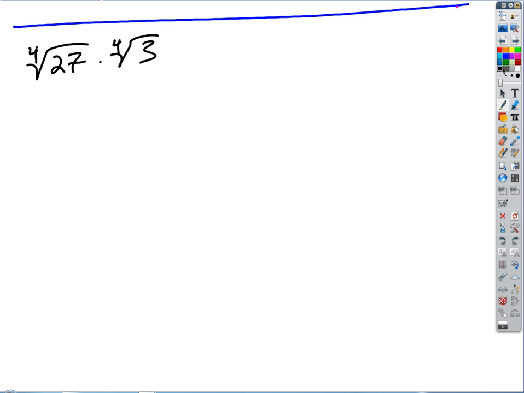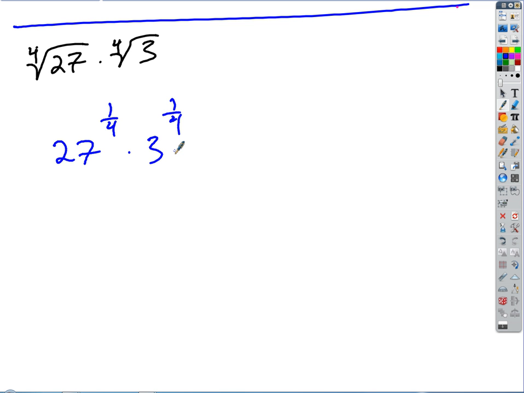So what's really helpful here is to write these as rational exponents, fractional exponents. So I'd write this as 27 to the 1/4 times 3 to the 1/4, and now it becomes like a problem we just did. The 3 to the 1/4 looks good, but is 27 factored? Instead of writing the 27 to the 1/4, could you say 3 to the 1? Exactly, that's what we're gonna do.